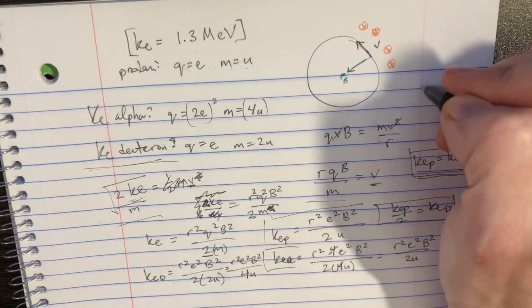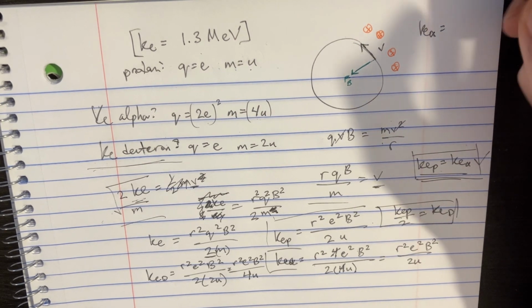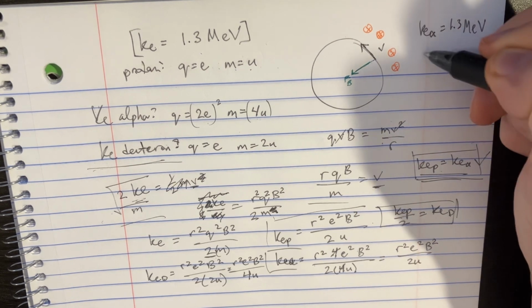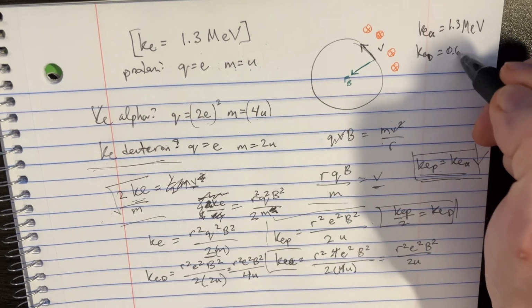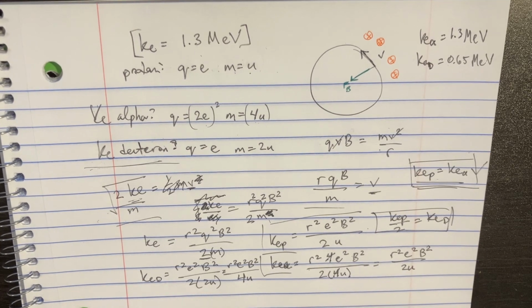And so we would say that KE for the alpha particle is the same as the proton, so 1.3 mega electron volts. And the KE for the deuteron would be half of that, which I believe would be 0.65 mega electron volts. And so now we have our answers. Interesting.